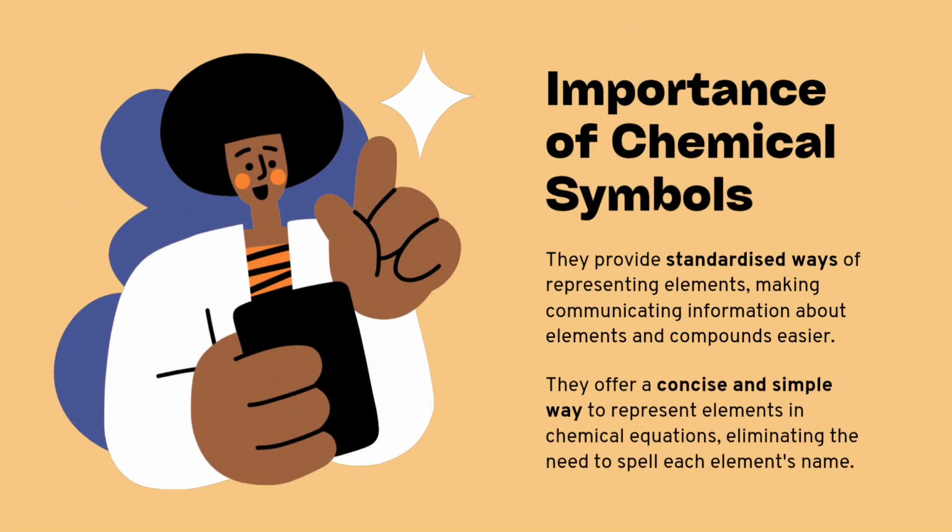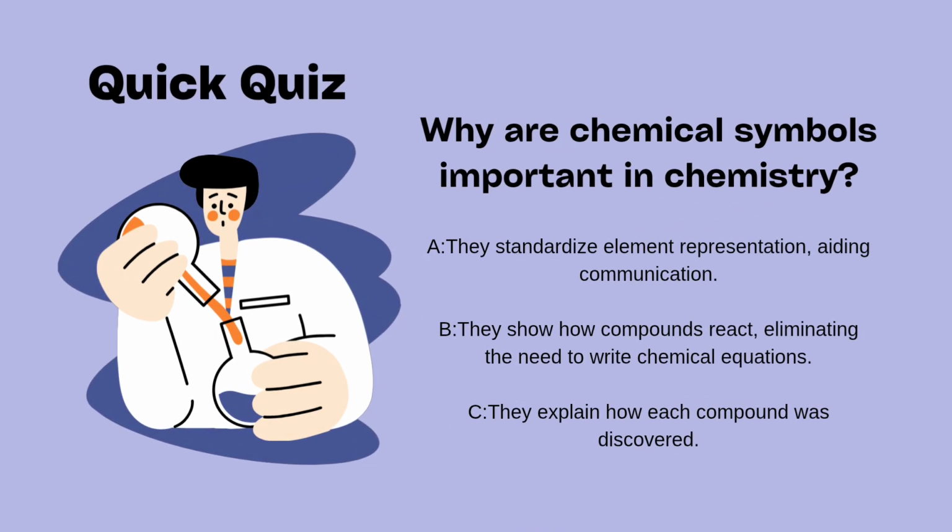Importance of chemical symbols. They provide standardized ways of representing elements, making communicating information about elements and compounds easier. They offer a concise and simple way to represent elements in chemical equations, eliminating the need to spell each element's name. Quick quiz. Why are chemical symbols important in chemistry?